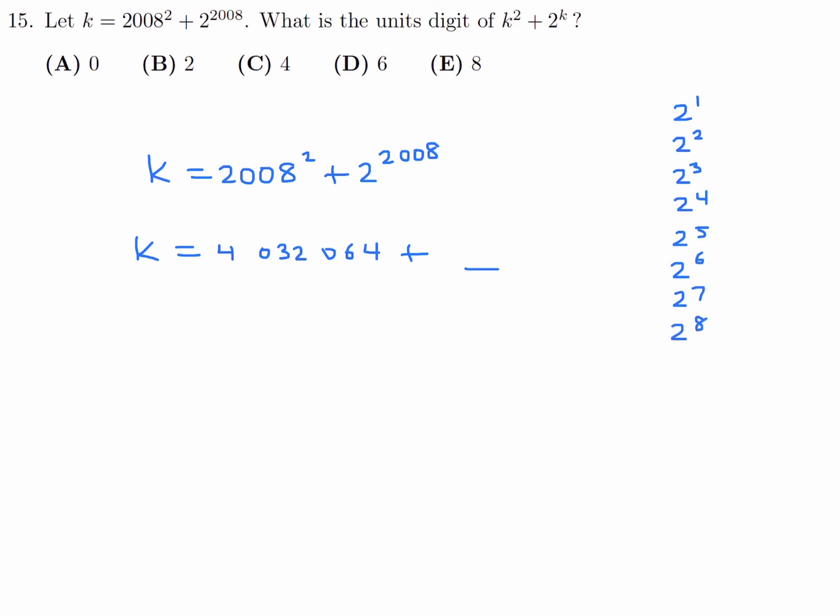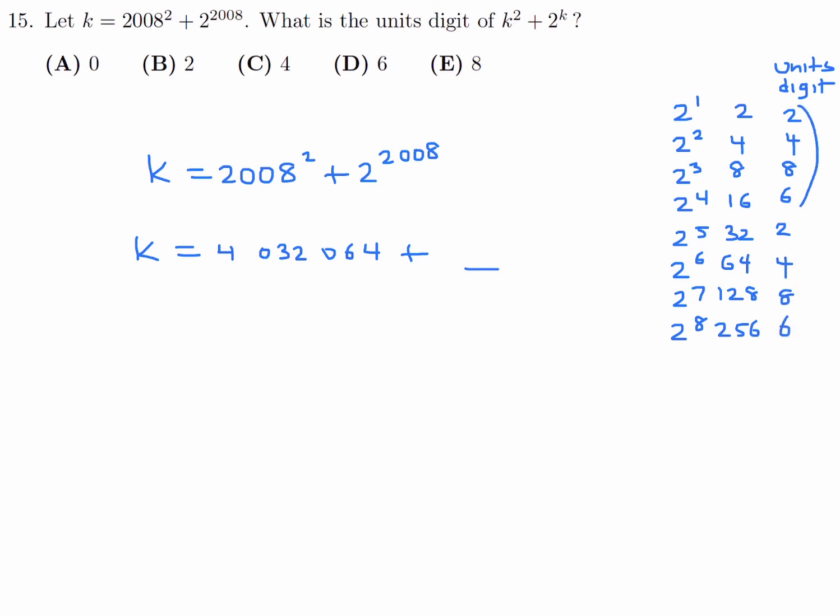So 2 to the power of 1 is 2. We got 4, 8, 16, 32, 64, 128, and 256. Now let's talk about the units digit here. What is the units digit for each of these? It's 2, 4, 8, 6, and then 2, 4, 8, 6. So you can see clearly it's a repeating pattern. And that's always going to be the case. 2, 4, 8, 6.